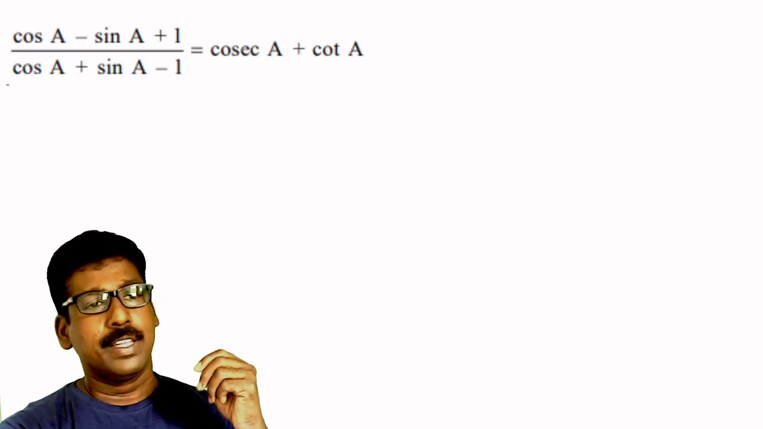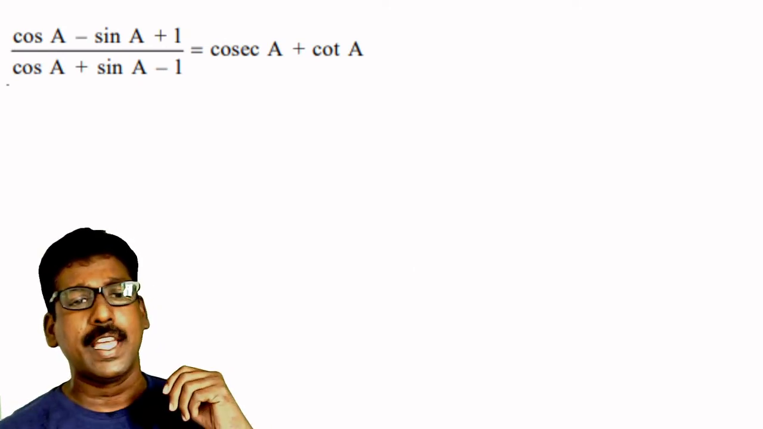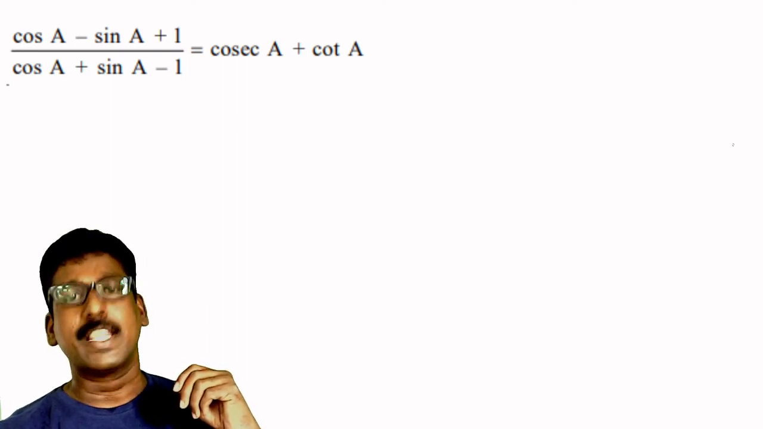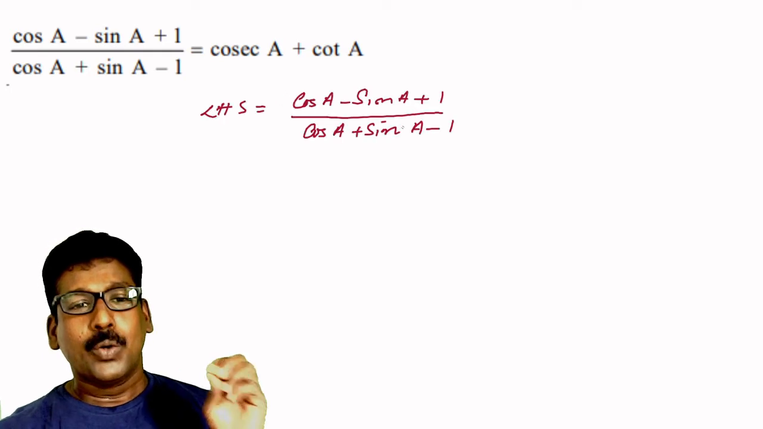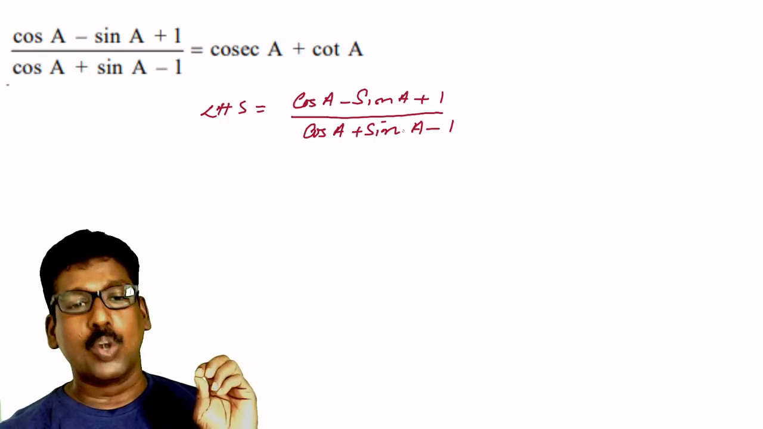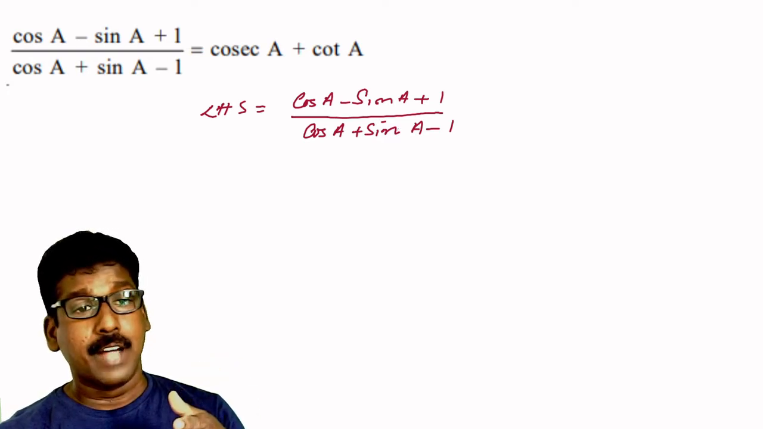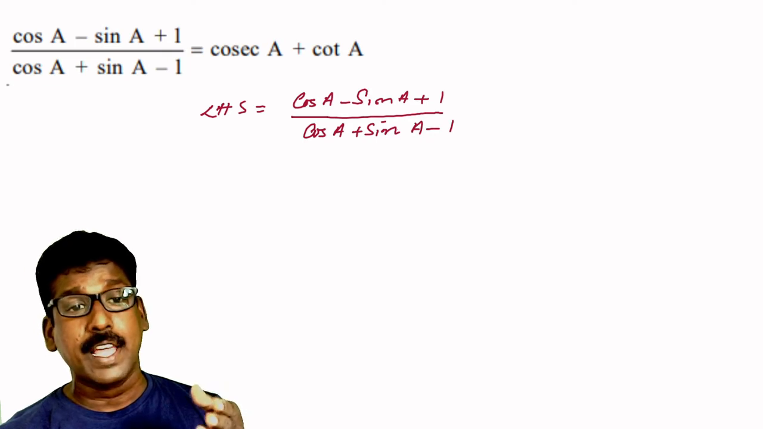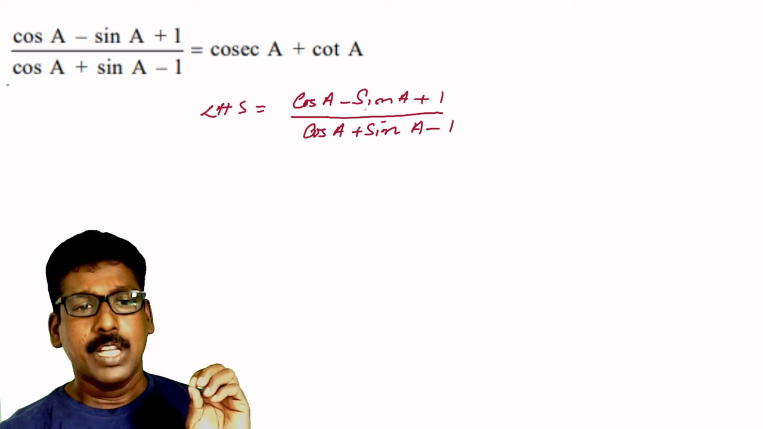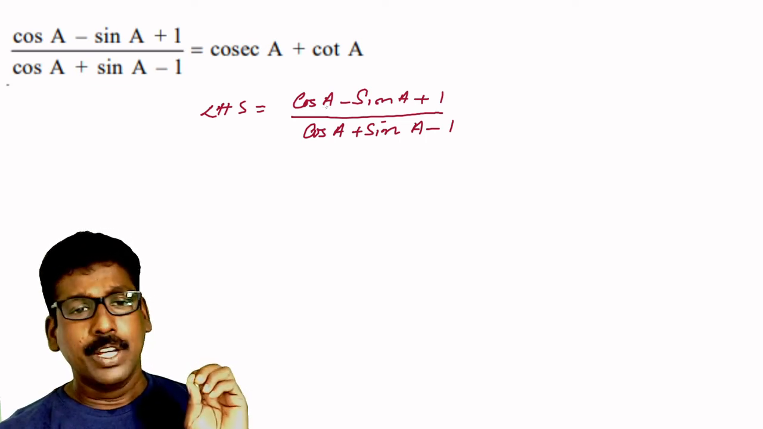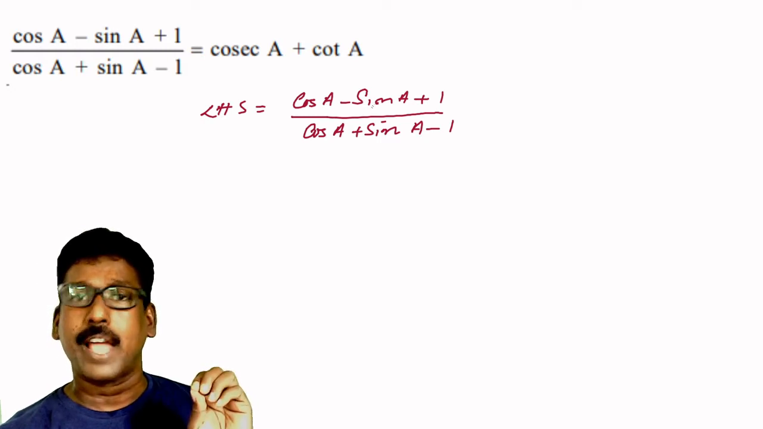Now look at the next question. Here the question is cos A minus sin A plus 1 by cos A plus sin A minus 1 is equal to cosec A plus cot A. Let us take the LHS: cos A minus sin A plus 1 by cos A plus sin A minus 1. But you have to get the RHS as cosec A plus cot A. Now cot A, you know, is cos A by sin A. So here what we have to do is divide all terms of numerator and denominator by sin A.